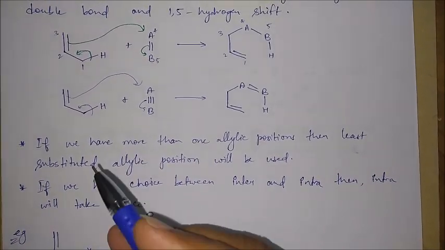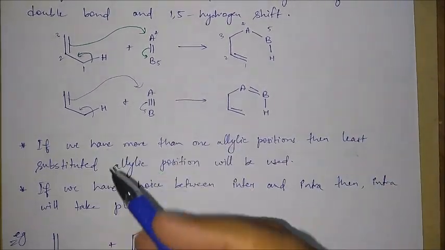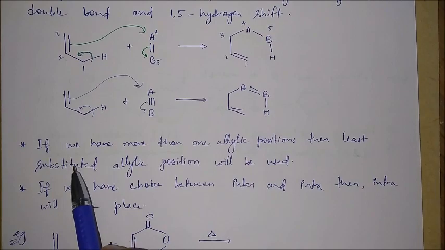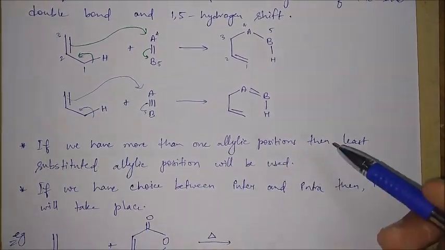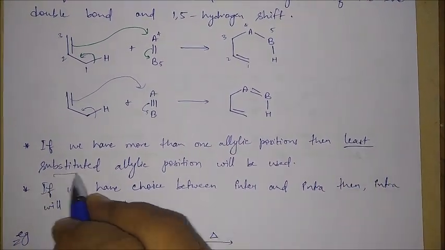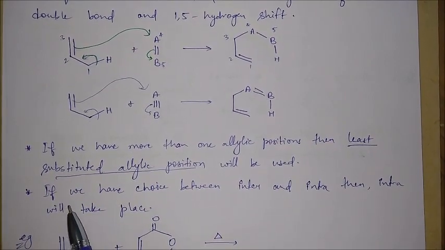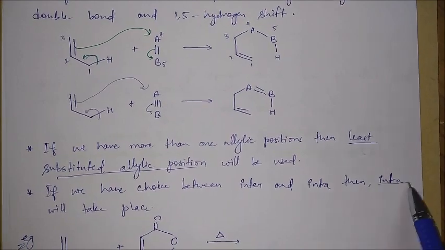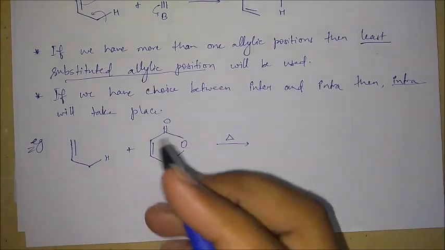And why I am discussing it, because in one of the questions we have to deal with the ene reaction. So the few things which you should know about the ene reaction is that if we have more than one allylic position, then the least substituted allylic position will be used. Other thing is that if you have a choice between inter and intramolecular ene reaction, then the intramolecular ene reaction will take place. Again, let's take a very simple example.